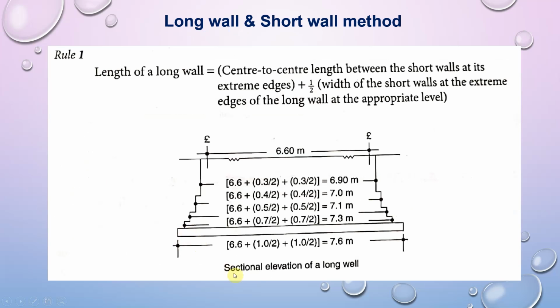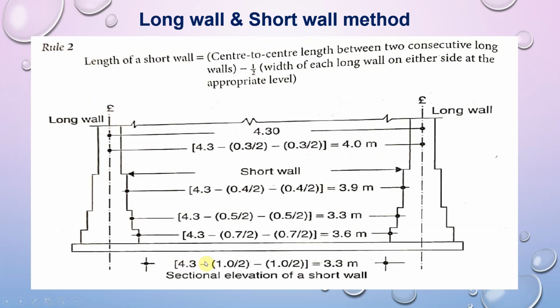Now when you look at the sectional elevation of a long wall, you will observe that if 7.6 meter is the length of PCC, as we move from PCC, that is the bottom level of excavation, to the plinth level, then it is observed from the sketch or elevation that the length of long wall decreases as we move from the bottom of the trench towards the plinth level. So therefore, length of long wall is equal to the center length between the short walls plus half into bracket width of the short wall at the extreme edges of the long wall at the appropriate level.